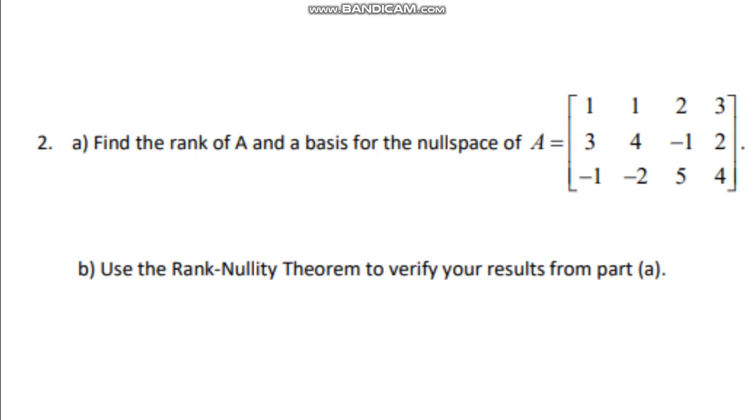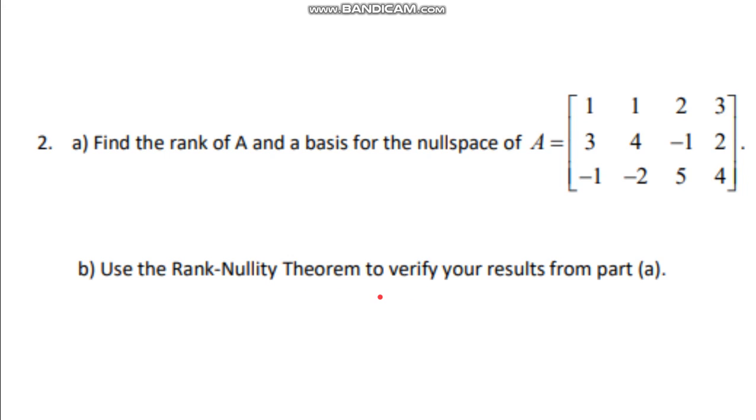For this week's problem of the week, I'll be doing number 2, which has 2 parts to it. The first says, find the rank of A and the basis for the null space of A, which gives us a matrix. The second part says, use the rank nullity theorem to verify your results from part A.